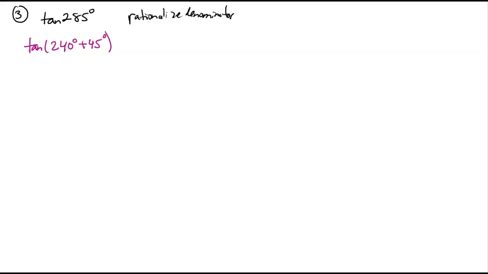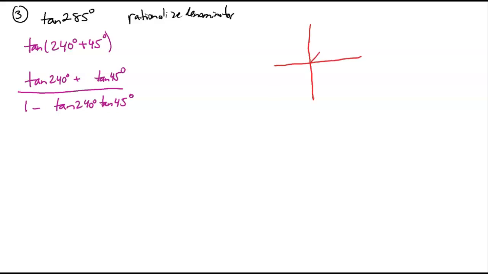So I'm going to use my identity. So this will become tangent of 240 plus the tangent of 45, divided by 1 minus the tangent of 240 times the tangent of 45. Now, tangent is one of those numbers that we don't necessarily need to memorize, but we can derive it. Now, 45 is the easier one. 45 is in our first quadrant. And so remember, tangent can be thought of as y over x, or we can think of it as sine over cosine.